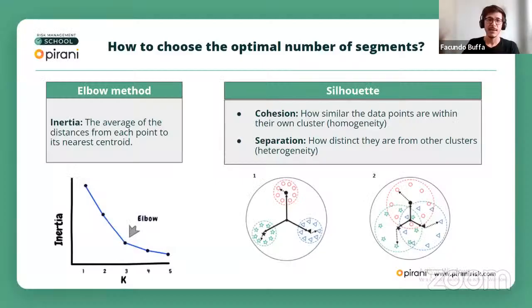Color, and the separation parameter is trying to calculate the distance from the observations of the cluster red to the cluster blue. So we are trying to achieve the optimal situation, for example, like picture number 1, where the observations from one cluster are really similar between them and also really far away or different from the other clusters. This is the way we can choose the optimal number.